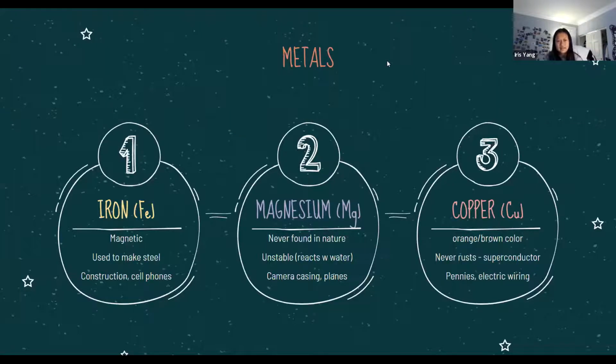Yeah. So one cool fact about magnesium is that it is actually never found in nature. So it's made, and one really easy way to detect magnesium is that it is super duper unstable. It is one of the most unstable metals that we're going to be talking about today, but there are definitely more unstable metals out there. And it will react with water, so it'll form a gas and start bubbling.